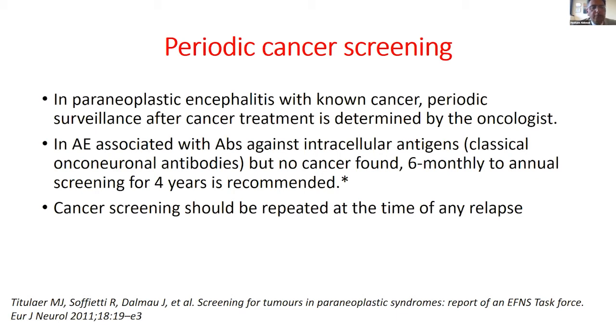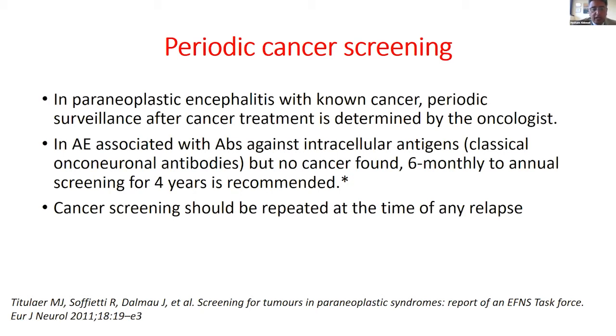However, if the patient had one of those commonly paraneoplastic antibodies, anti-Hu, anti-Ri, and so forth, but no cancer was found, then you want to be a little bit more stringent. You want to do the periodic cancer screening more frequently, every 6 months or at least once a year for at least 4 years, according to some recommendations published by the European Task Force by Dr. Titulaer and Dr. Dalmau in 2011. And most of us would follow that same stringent periodic cancer screening.